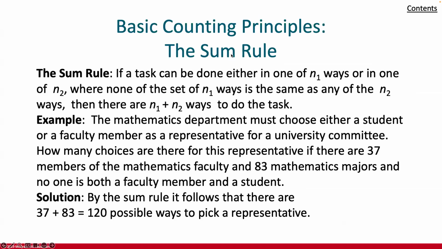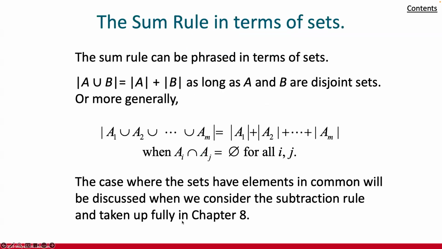What about the sum rule? If a task can be done in one of n1 ways or in one of n2 ways, and none of the set of n1 ways is the same as a set of n2 ways, then there are n1 plus n2 ways to do the task. Thus we can see there are ways that we can just add the sum of some possible ways. This is an example that you can look through.